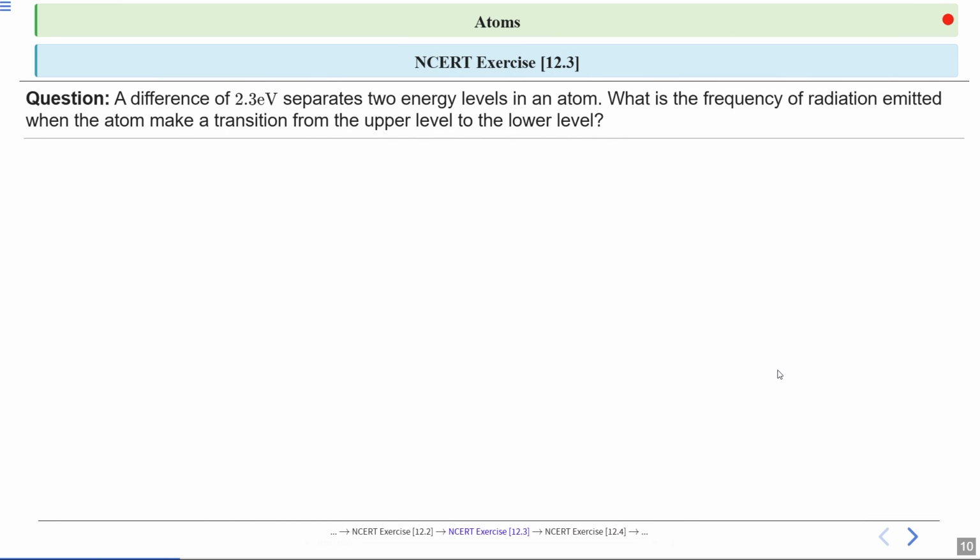Let's see what this question is asking. NCERT exercise 12.3 gives us two energy levels in an atom separated by 2.3 electron volts. The question wants to know the frequency of radiation emitted when the atom moves from the higher energy level to the lower one. Notice how this is a classic example of energy transitions in atoms, where energy is released as electromagnetic radiation. This problem tests your understanding of the relationship between the energy difference and frequency of emitted radiation.